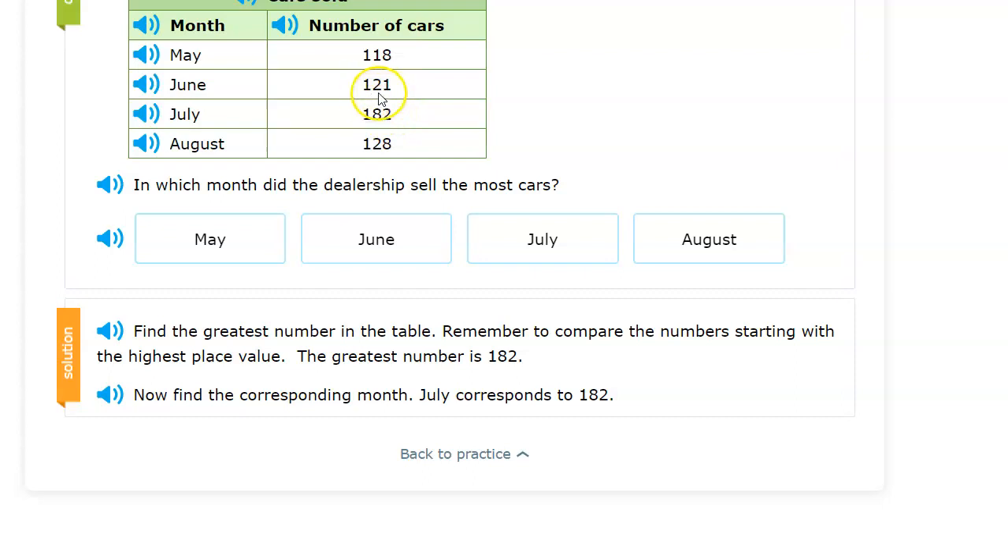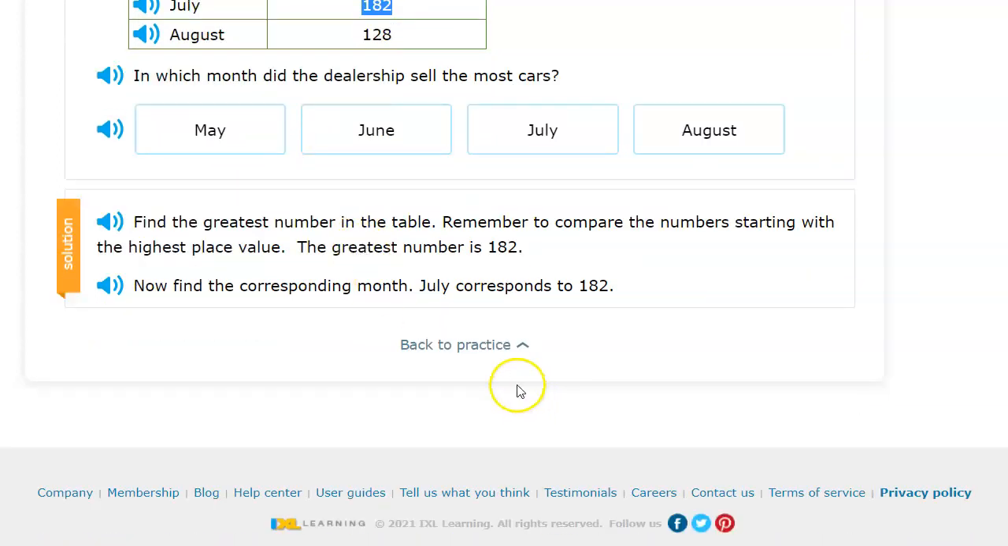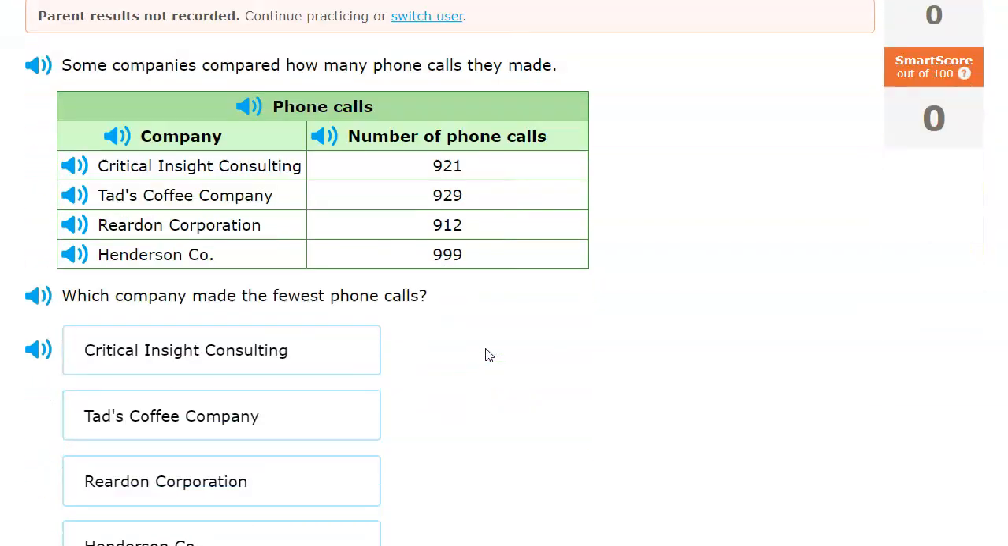Like for example, 121 and 128. 1 is the same, 2 is the same, but 8 is bigger. So between 128 and 121, 128 is bigger. But we already found out the biggest, which is 182. Now find the corresponding month, which is July. So we've got 182. We're going to look right over and see July. That was easy. Now let's do a couple practice problems.